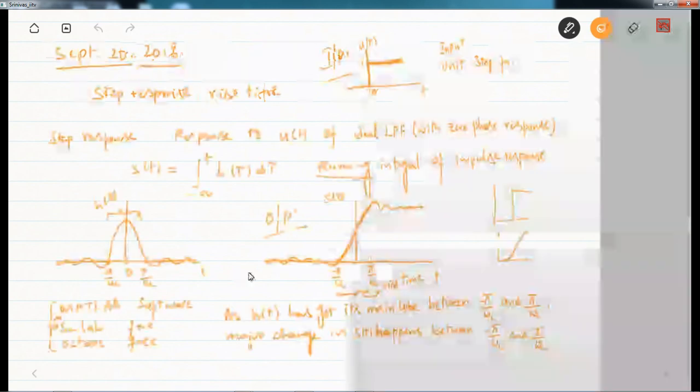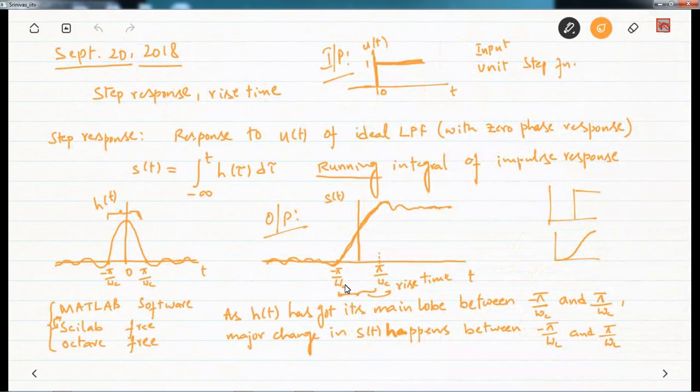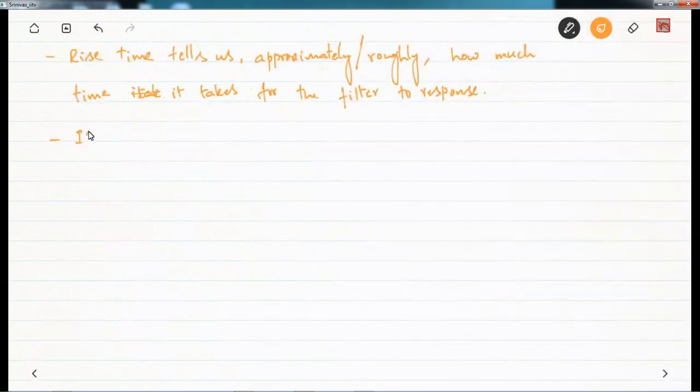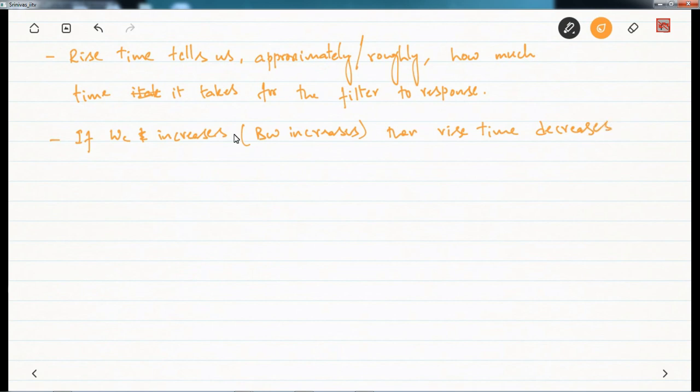And what are the other points that we observe? This rise time is from minus pi by omega c to plus pi by omega c. That means the rise time depends on the bandwidth of the filter, right? The rise time in this case depends on the bandwidth of the filter. If the bandwidth increases, rise time decreases, right? If omega c increases, that means the bandwidth increases, then rise time decreases. So that means rise time is inversely proportional to bandwidth.